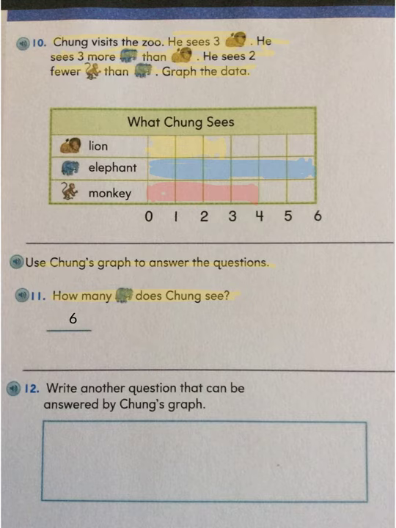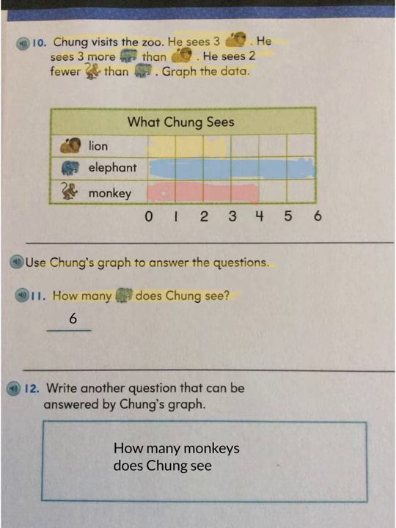Lots of choices. I'm going to say, how many monkeys does Chung see? And that's a question mark. We're asking something, so don't forget your question mark. Oh, good. I spelled Chung's name right.